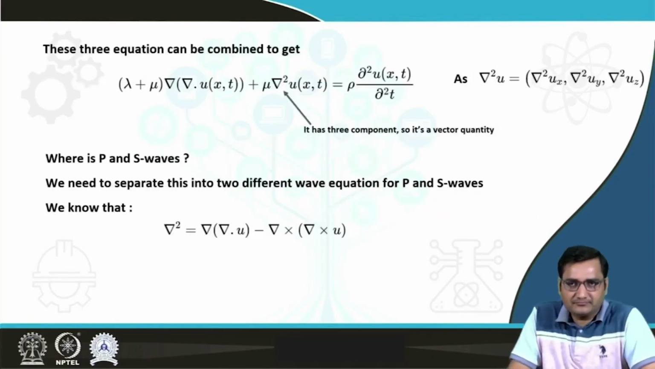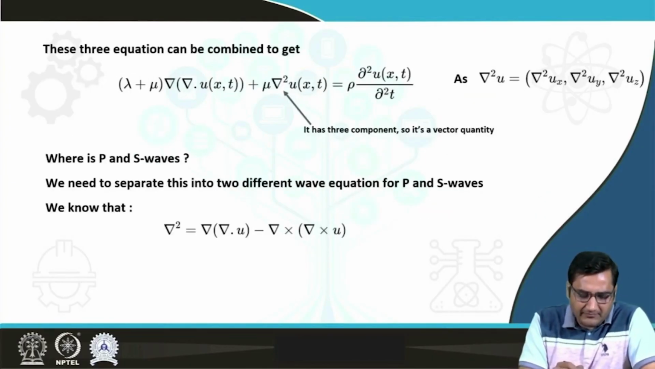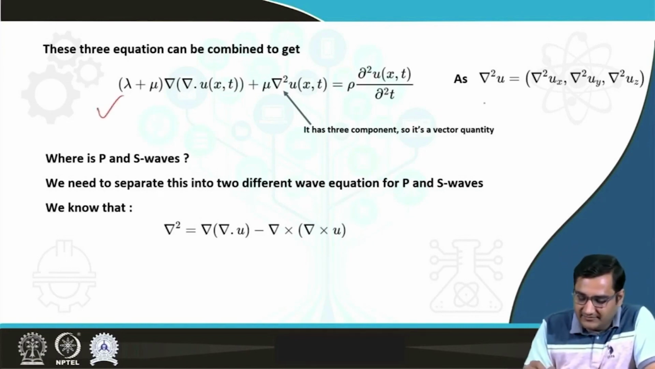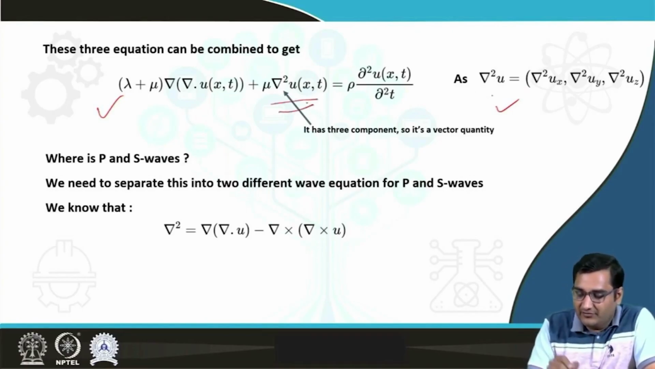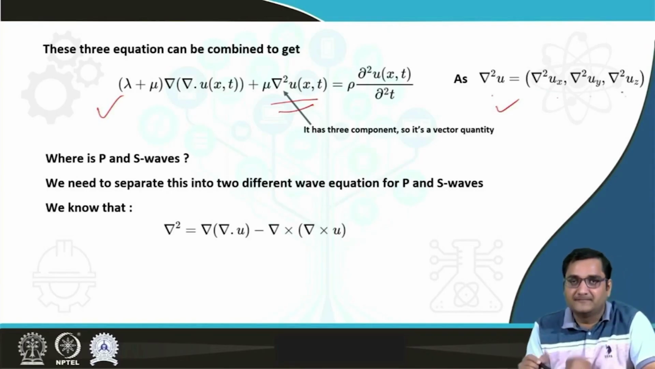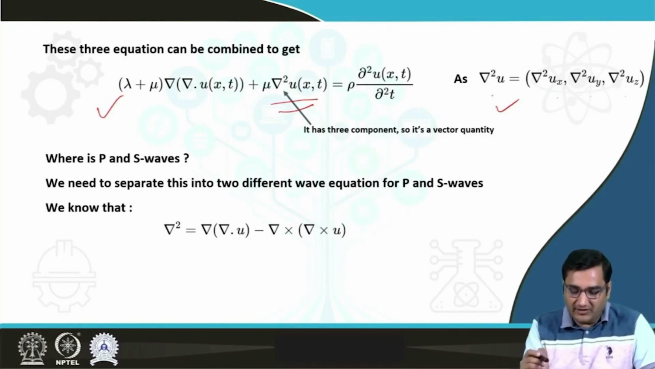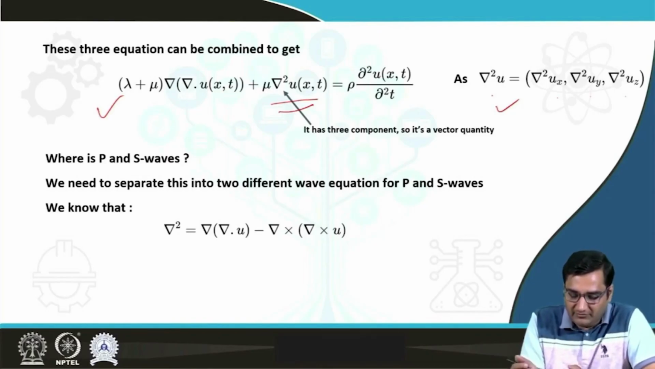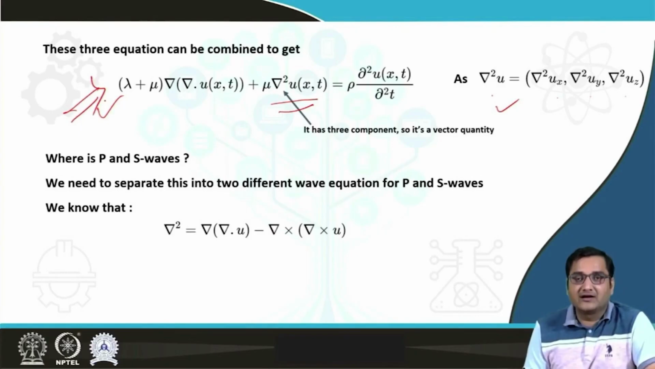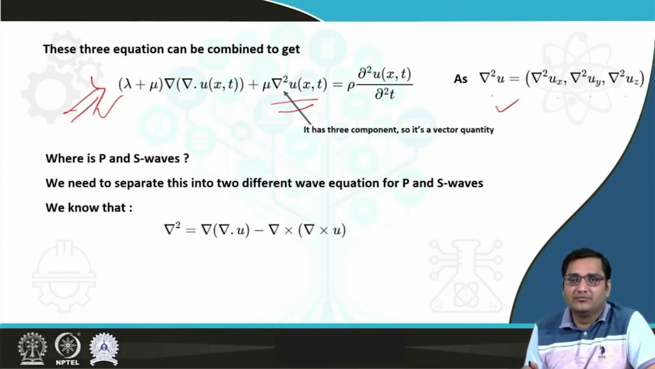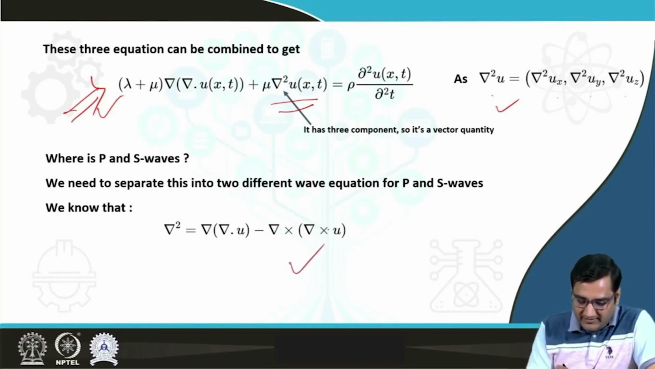Now these three equations can be combined to get something like this, where del square u is basically your del square ux, del square uy, del square uz. Now we need to find out, using this particular equation, where the p and s waves are, and for this purpose we are going to use this particular identity.